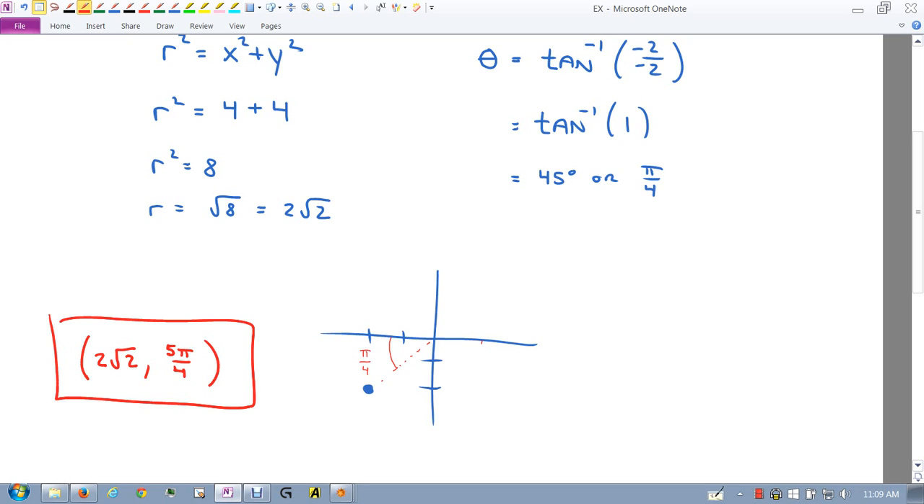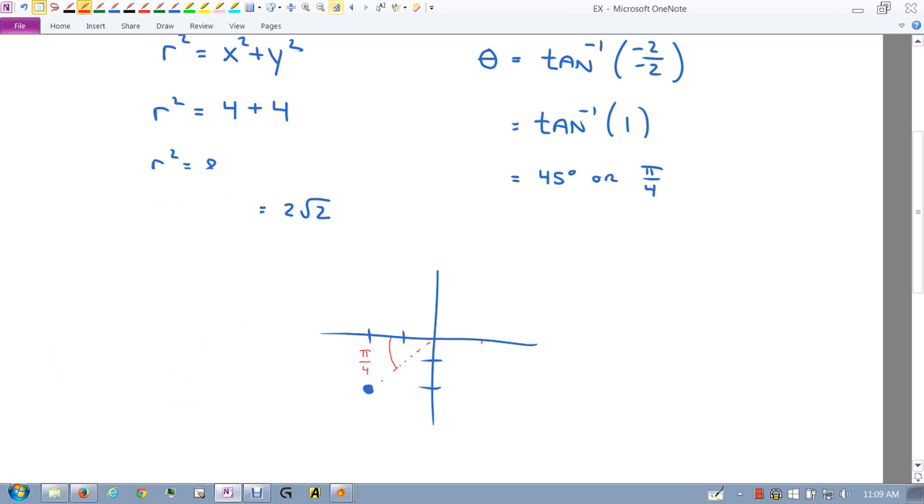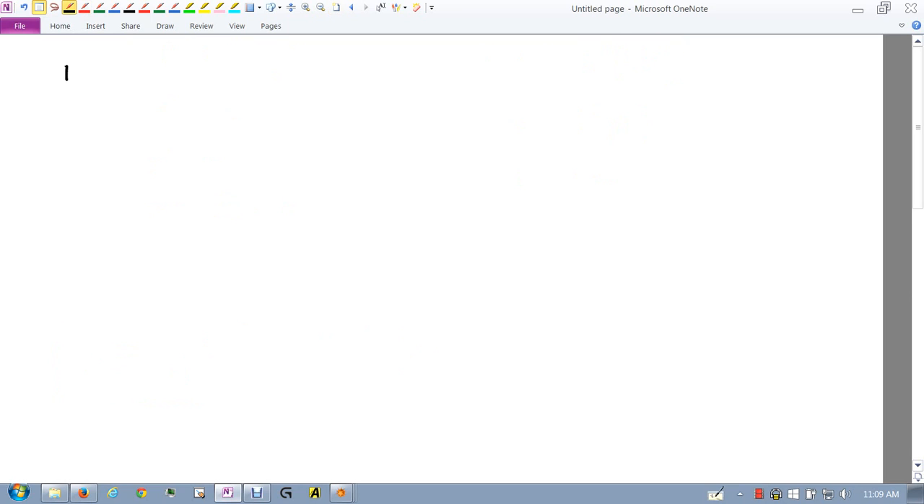All right, now this is just the setup of what polar coordinates are, how they're connected to Cartesian coordinates. Now let's take a look at why it is that we like polar coordinates sometimes over Cartesian coordinates. Polar curves.